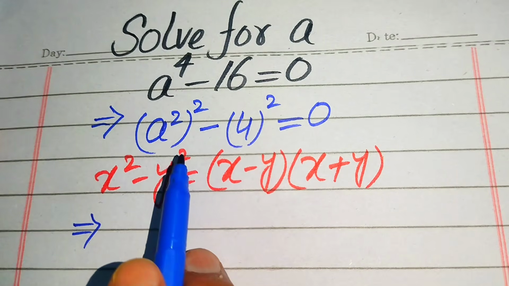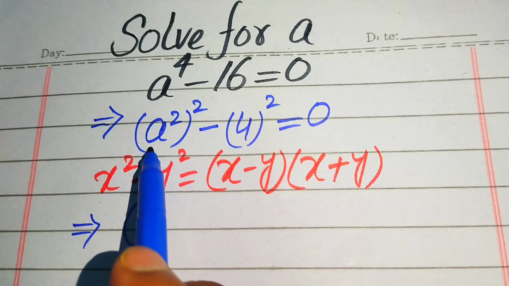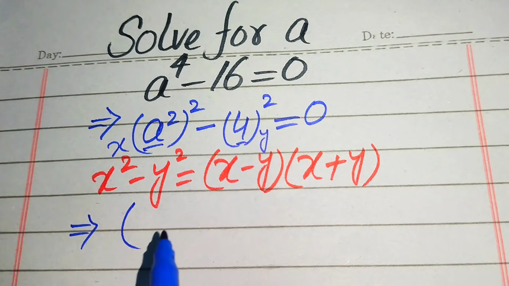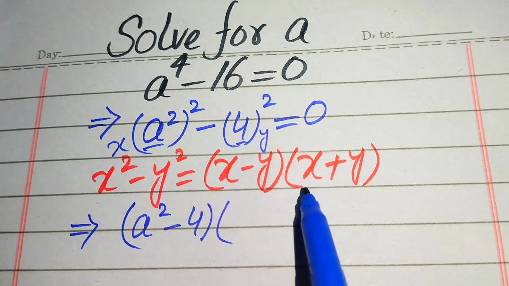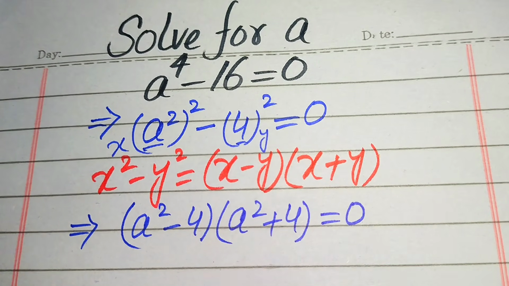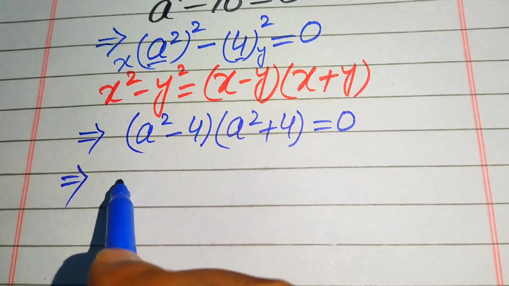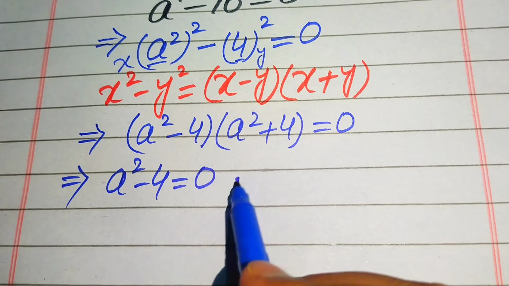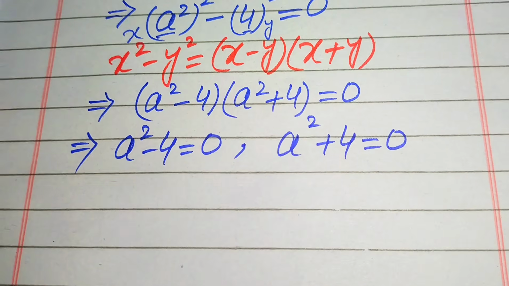After applying this formula, our equation is written as: the first factor is x minus y, where the base of this term is our x and the base of this term is our y. So the value of x is a square, the value of y is 4, and again the value of x is a square and the value of y is 4, and this whole equation is equal to 0. Now we break this equation into two cases. The first case is a square minus 4 is equal to 0, and the second case is a square plus 4 is equal to 0.